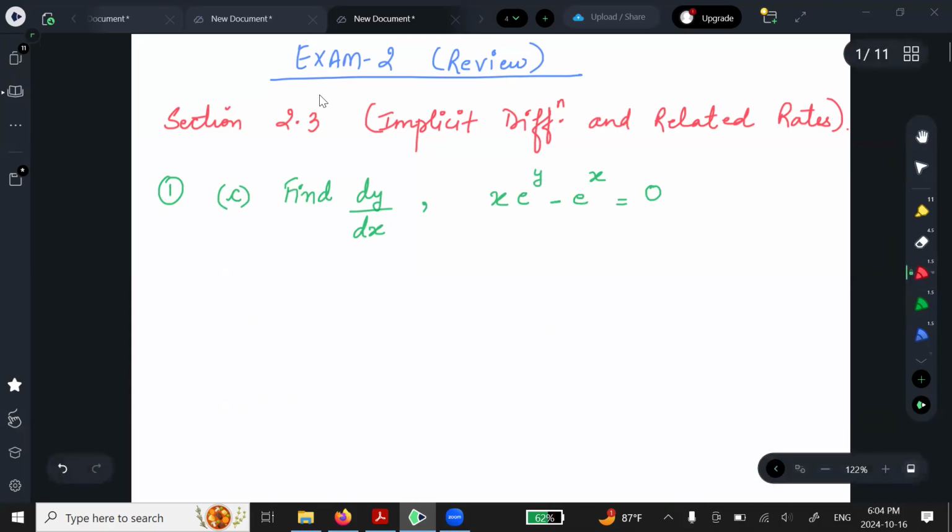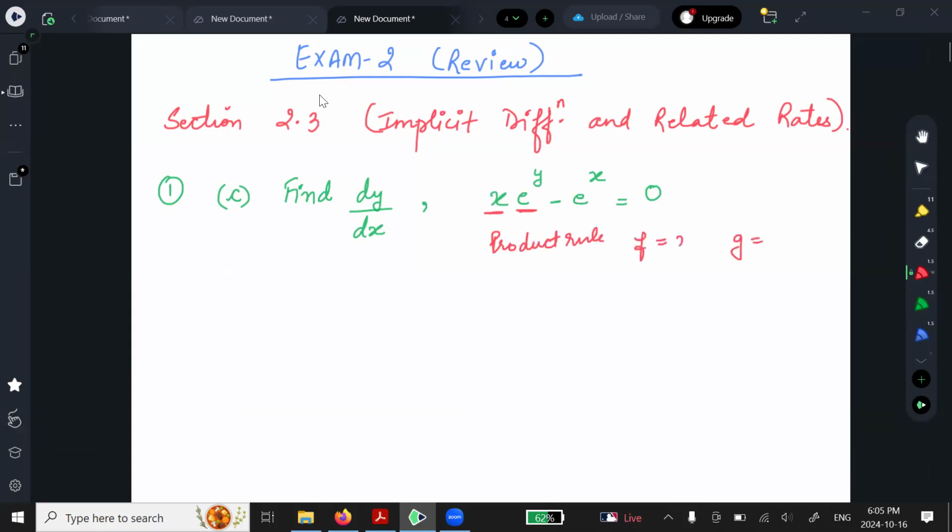Just know immediately this will need a product rule because there are two functions. So I will need product rule here. So you must remember product rule, right? What is my f here? What is my g? F is x, g is e to the power y. What is f prime? With respect to x, it's just 1. What is g prime? Now be careful.